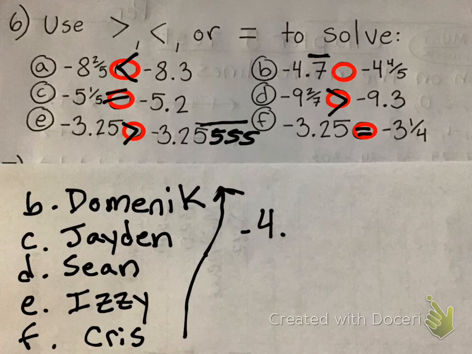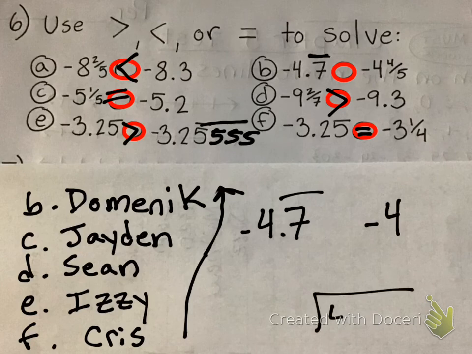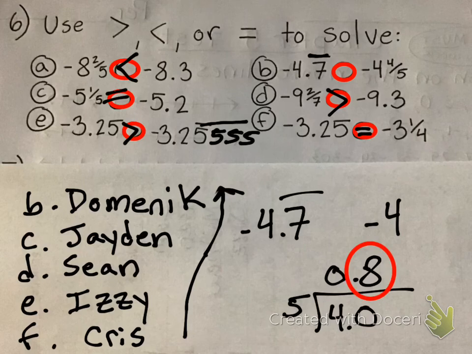We've got negative 4.7 bar notation, and then we've got negative 4 4/5. We're going to divide. 4 divided by 5, 0, 8. So we get negative 4.7 forever and negative 4.8. Which number is the bigger number, Dominic? Perfect. The negative 4.7 continuing on forever. Exactly, because it's closer to our 0 on our number line. Great job with this, everybody.